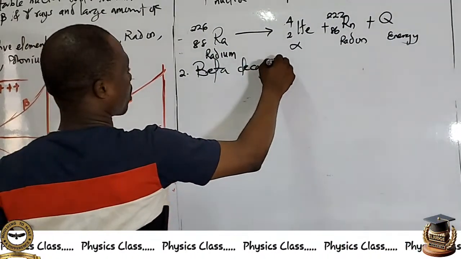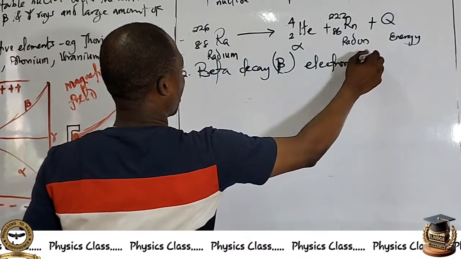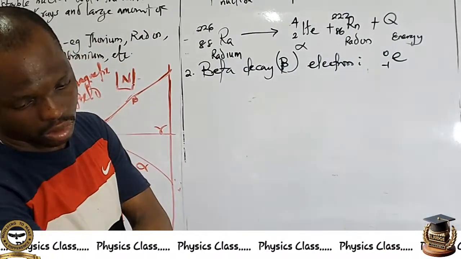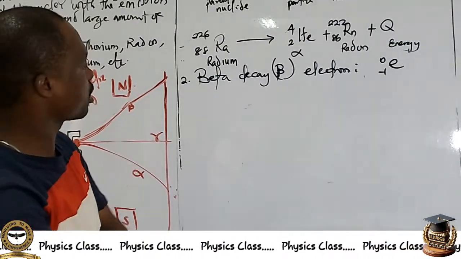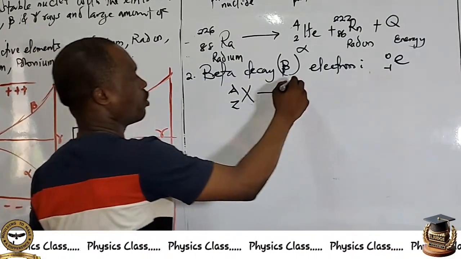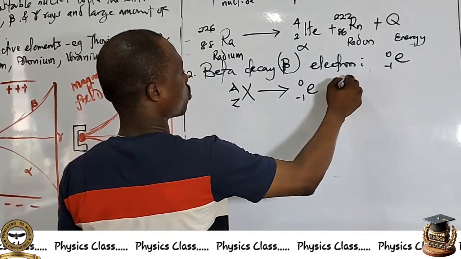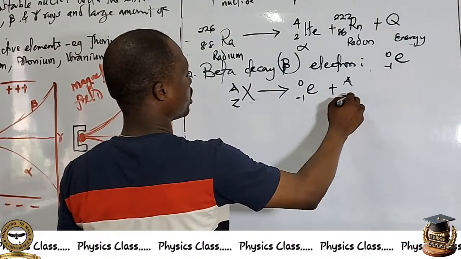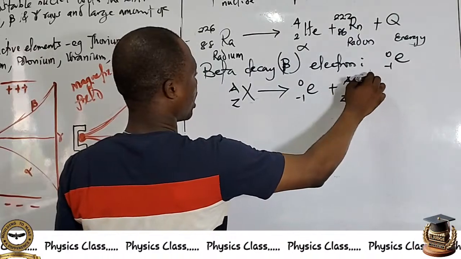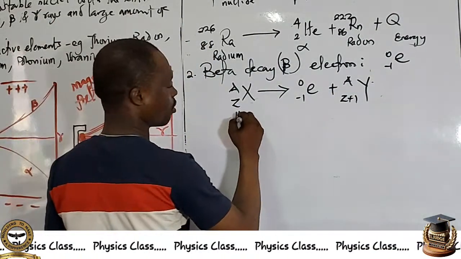The beta decay we want to talk about here is the electron, because there are two types of beta, and that is 0 minus 1 e. So that's the symbol for it. The parent nuclide is A Z X, which gives you 0 minus 1 e. So the mass number will remain the same, but there will be an addition of 1 to the atomic number of the daughter nuclide.